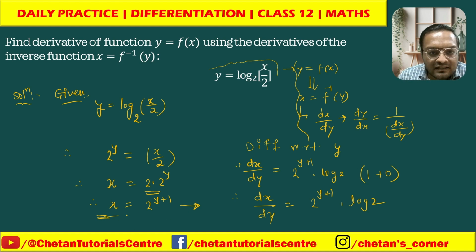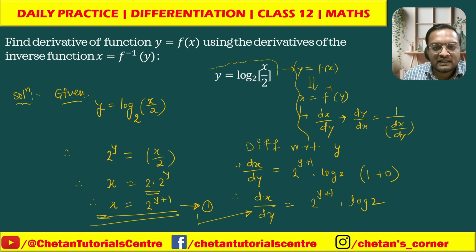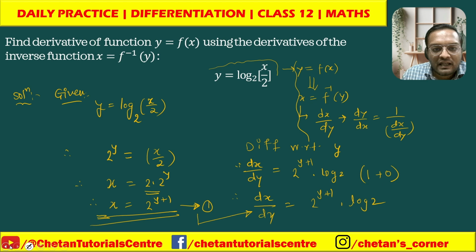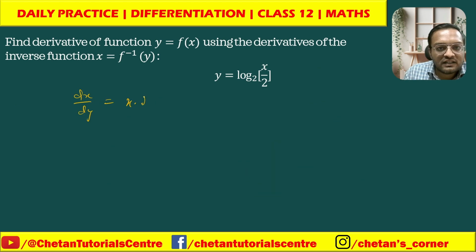Now here you can see that 2 raised to y plus 1 is equal to x. So I will put this value of equation 1 in this step. Then what I will get? dx by dy is equal to x into log of 2. Now I have got the value of dx by dy.